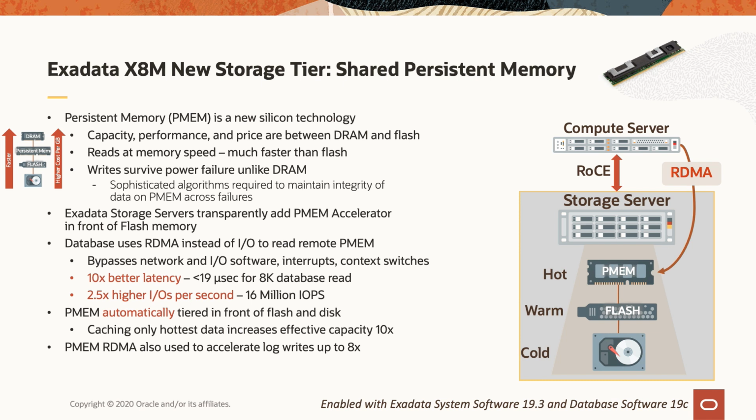It's sitting on the memory bus and therefore gets all the benefits of being right next to the CPU, but it's got greater storage to it than what you would get from DRAM. So it's actually cheaper per gigabyte than DRAM. That is how I see persistent memory. It's brand new and it's a brand new tier within the storage hierarchy.